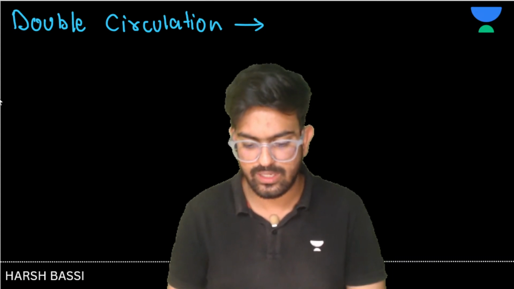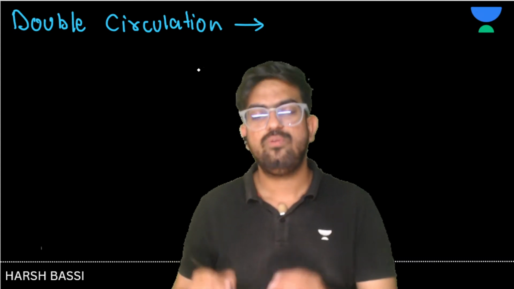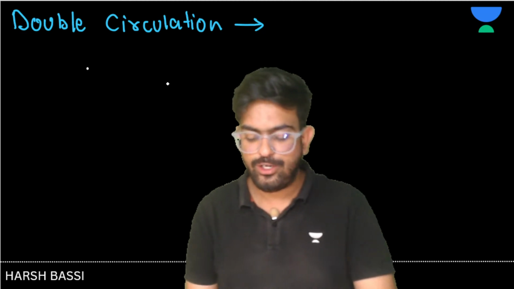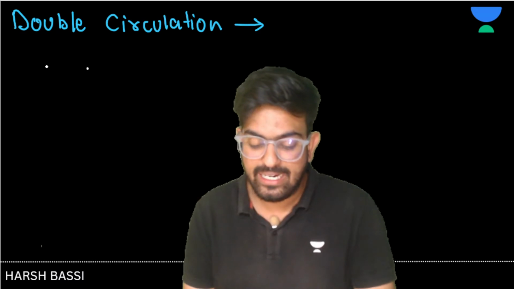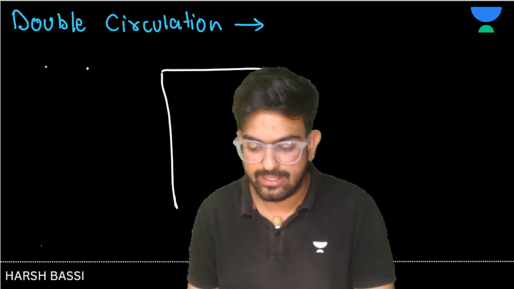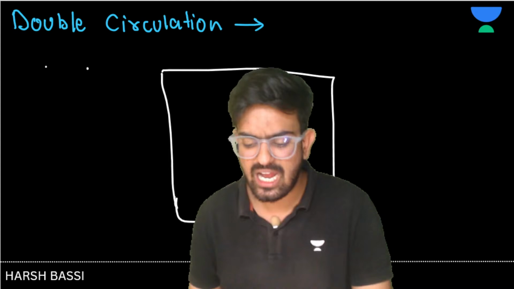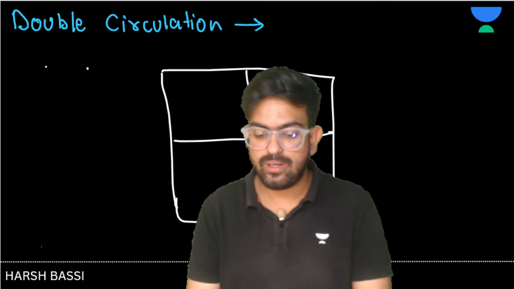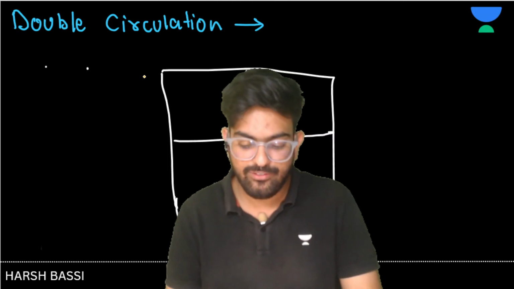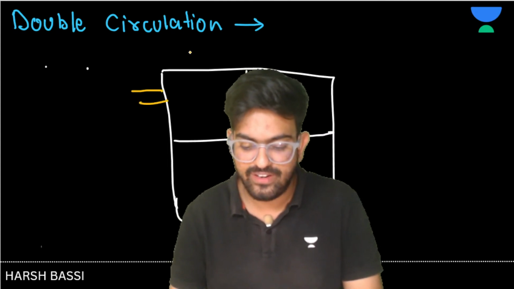What is this double circulation, sir? A very easy topic. What is happening? Where is the blood being entered? Sir, the blood is being entered into the superior vena cava. चलो मैं बना देता हूँ यहाँ पे. Let's suppose this is the heart. Blood is entering from the superior vena cava and inferior vena cava.